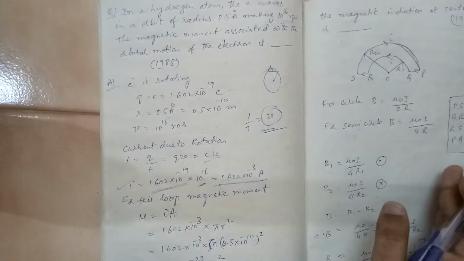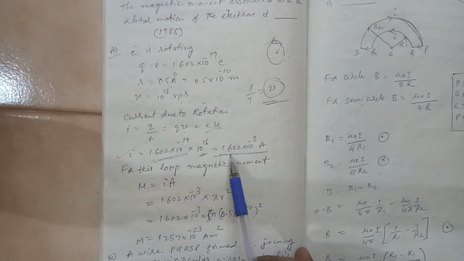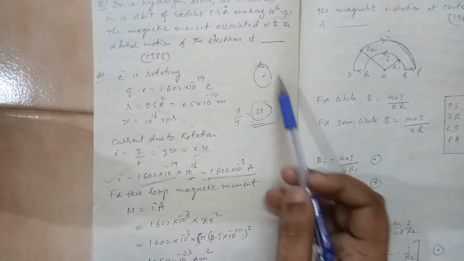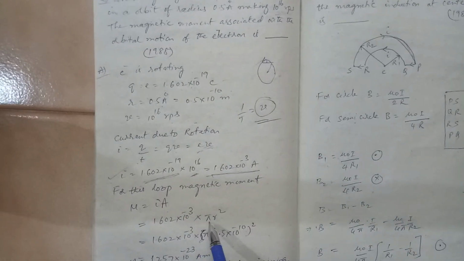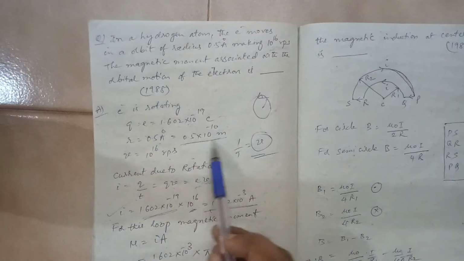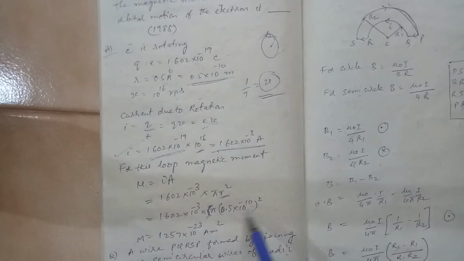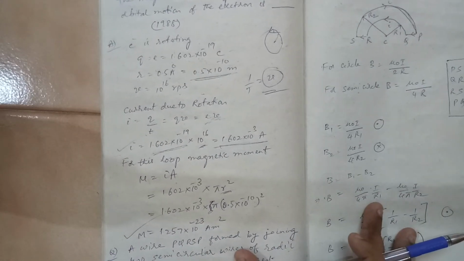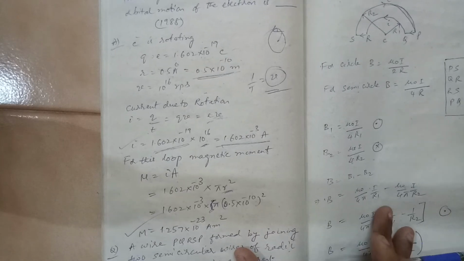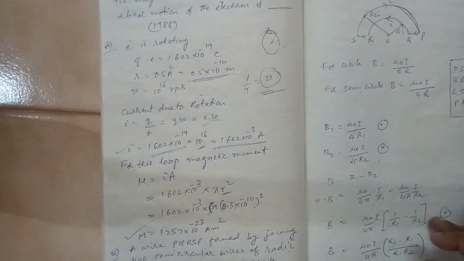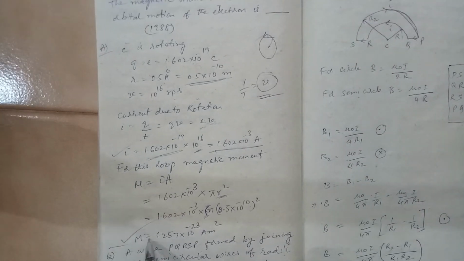Now you have found the current. You have to multiply with the area, then you will get the magnetic moment. So magnetic moment is equal to current, this value, times area. Which area we have to put? We have to put the area of this loop only, like in the previous question. So pi r square. The r value is given as this much. So put it over here and you finally get m is equal to 1.257 into 10 power minus 23 ampere meter square. Okay, let's move to the next one.